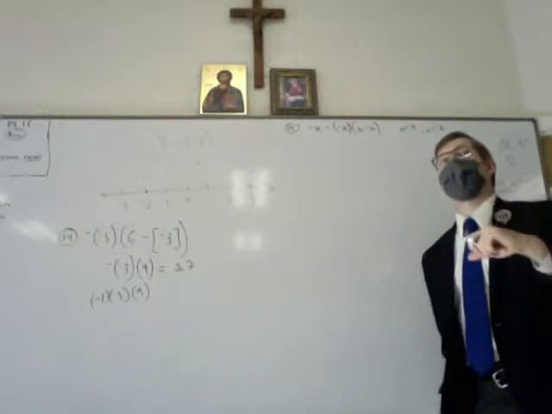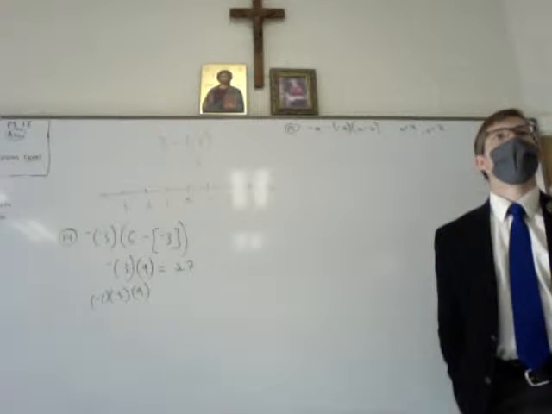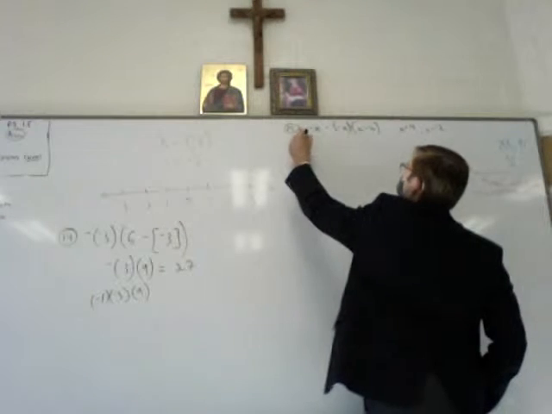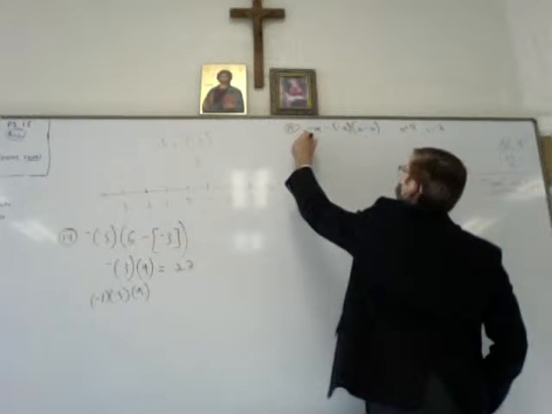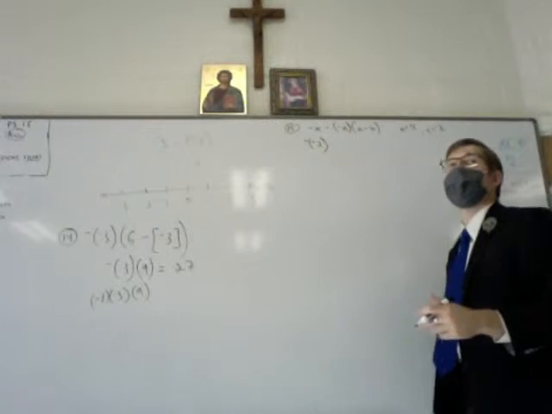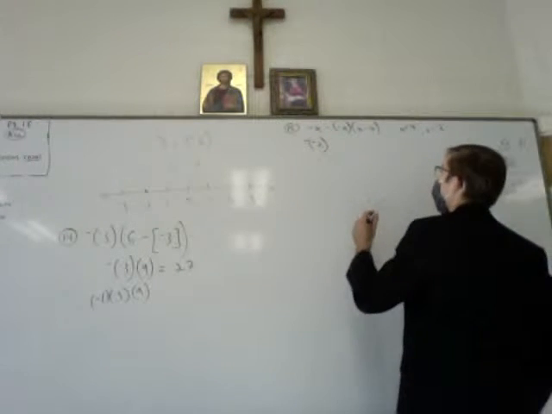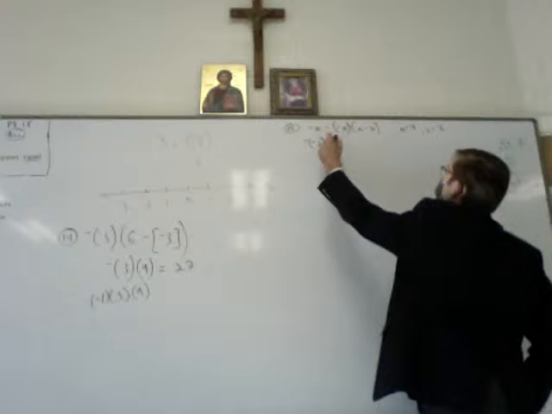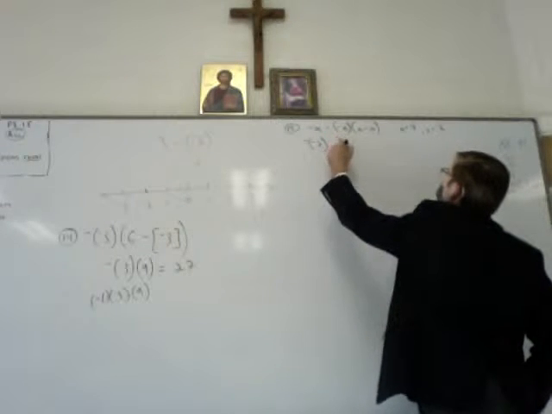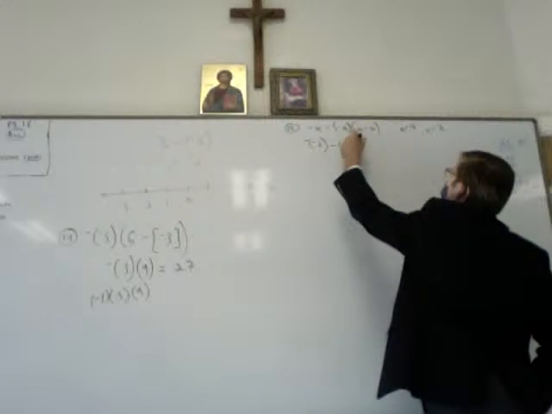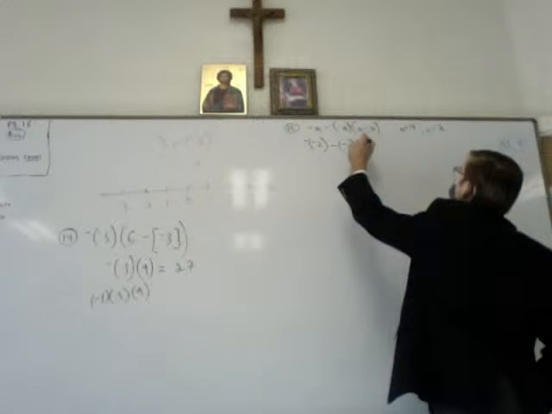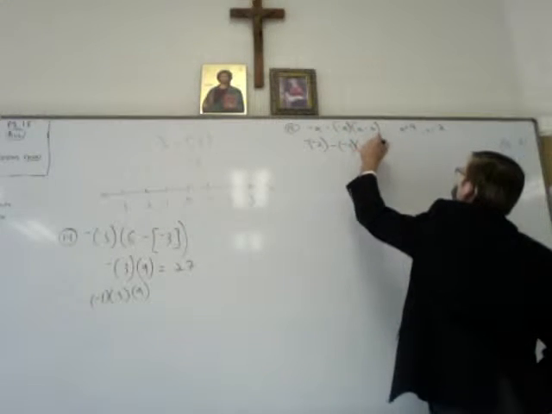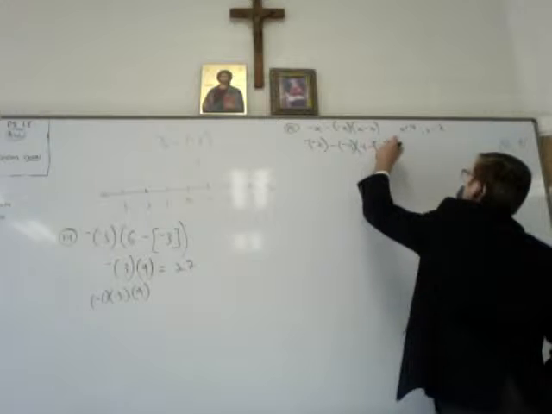Let's not simplify anything yet. Negative parenthesis, negative 2. What am I going to write next? Minus. Minus negative 4. And then 4 minus negative 2.